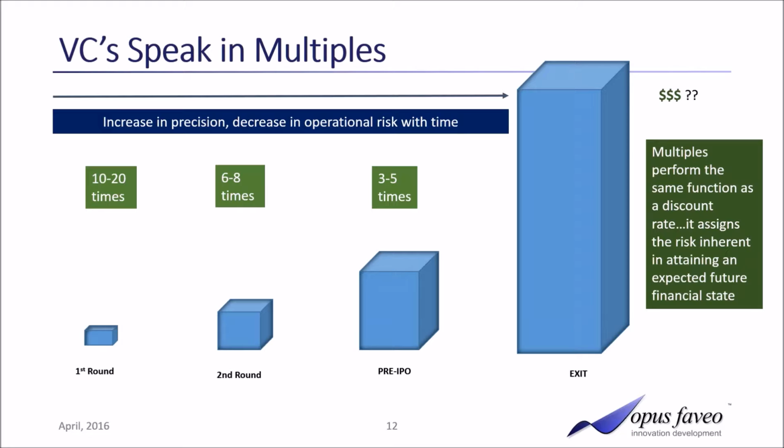Okay, so really the multiple is in some ways VC speak for the same function as the discount rate. It's a way of finding a risk inherent to getting to that end state, that exit state, whatever that is. Yeah. So Christian, we talked a little bit about discounted cash flow and a little bit about return targeting. What other ways might someone value a company?